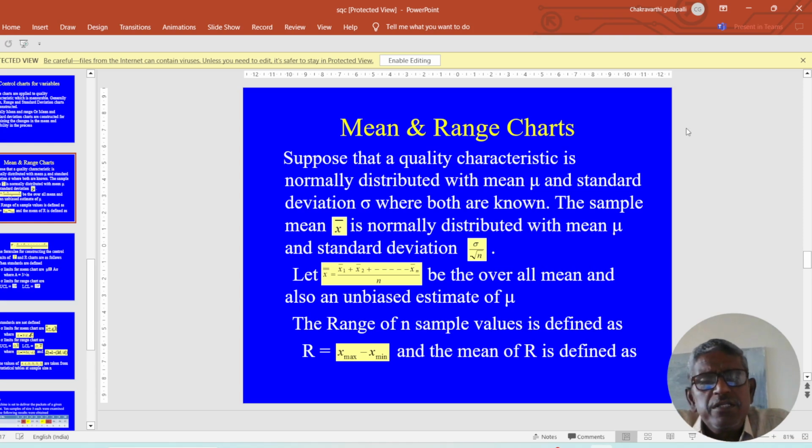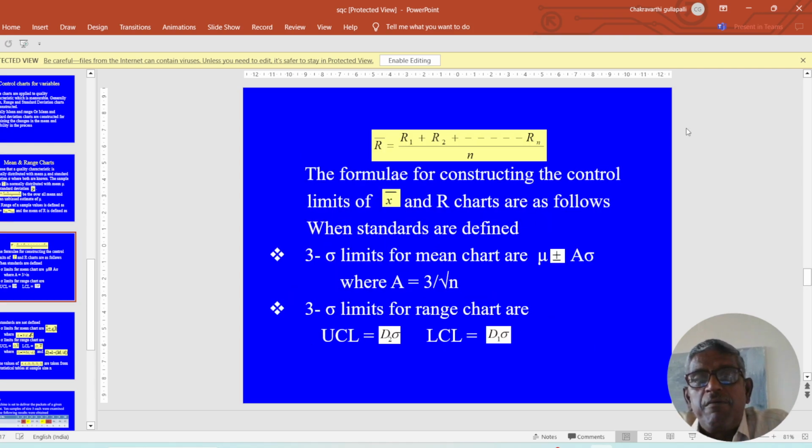The sample mean is calculated by x bar for each sample. The overall mean, suppose we are taking 100 samples, will be x1 bar plus x2 bar and so on up to x bar suffix 100, divided by 100. That will give the overall mean. And the range is defined by the well-known definition: maximum value minus minimum value.